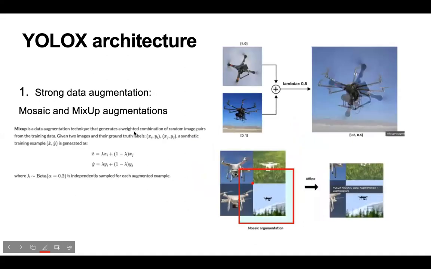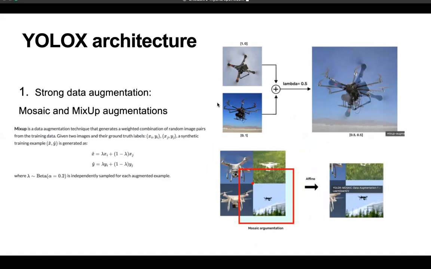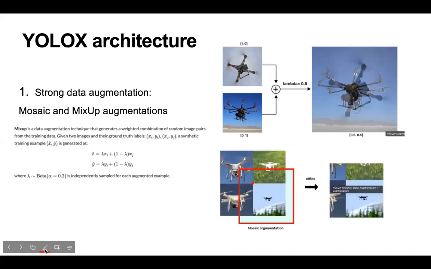The second contribution that the authors made is that they use strong data augmentation. They use two types of augmentation, which are mosaic and mix-up augmentations. So here is an example of mosaic augmentation, where basically they combine 4 images into one and try to detect not only one object in one image, but 4 objects in one image.